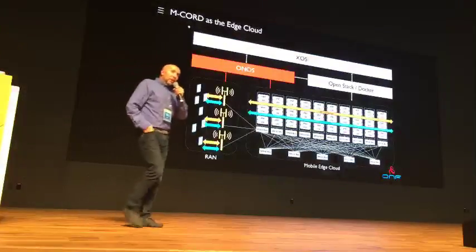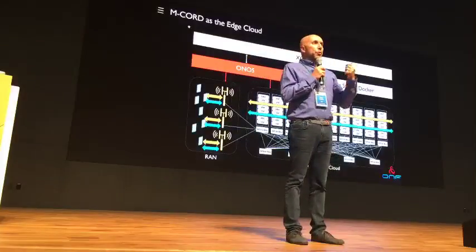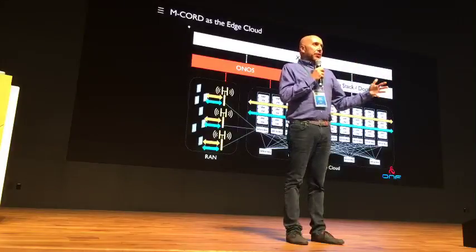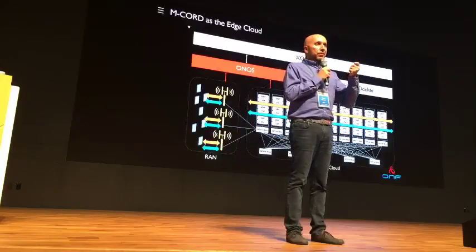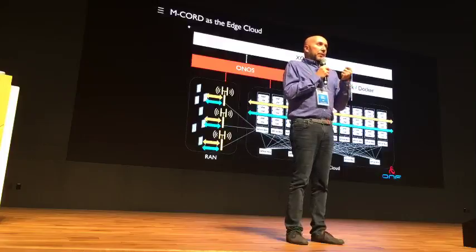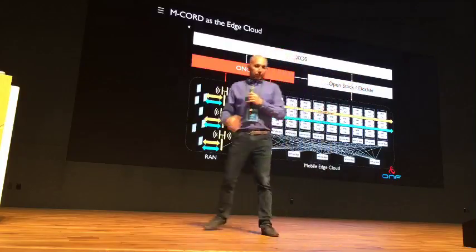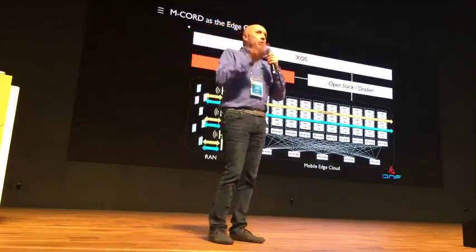So the thing to pay attention to here is that within MCORD, the role of ONOS is not just to control the fabric and the VTN at the edge cloud, but a fundamental aspect of ONOS is its control of the RAN. And this is really, really important, especially when you consider the fact that about 75% of the cost of a service provider is the RAN.